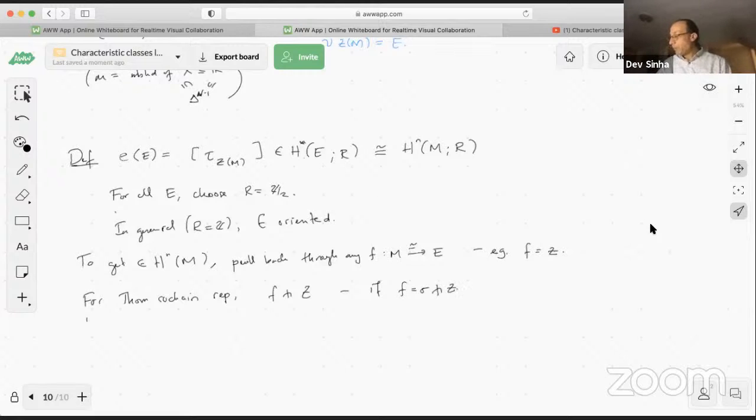Then what do you find? Well, for example, let the dimension of M be the rank of E, which is N. Then you would find that the Z of M is codimension N. Therefore, sigma inverse of Z of M is just going to be the discrete set of zeros.